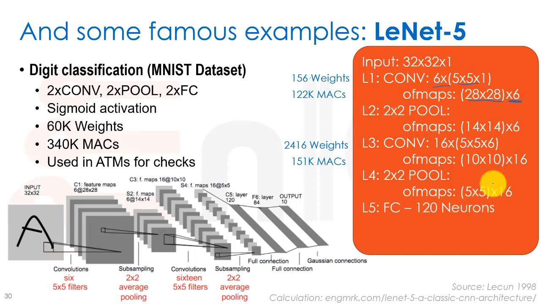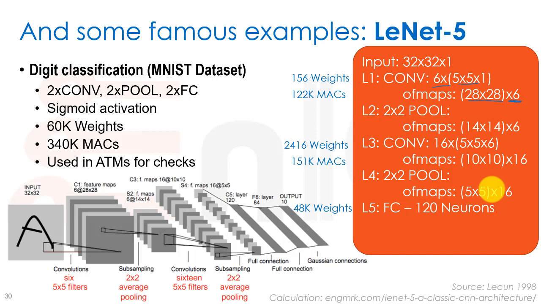Okay, and finally we're going to have a fully connected layer here with 120 neurons. So how do we figure out this 120 neurons? Our output feature maps were 5 by 5 times 16. That's the input to the fully connected layer. The output of the fully connected layer is 120, so we have to multiply 120 by this. That's the number of weights and multiplications we have to do. That turns out to be 48,000 weights.